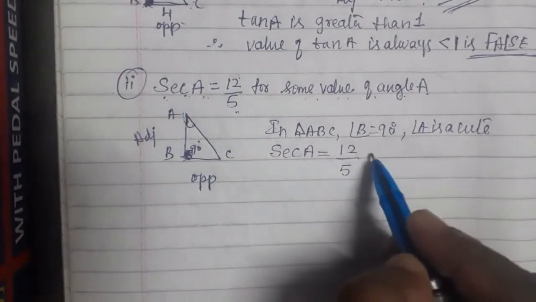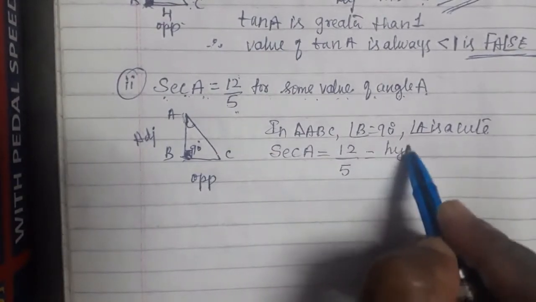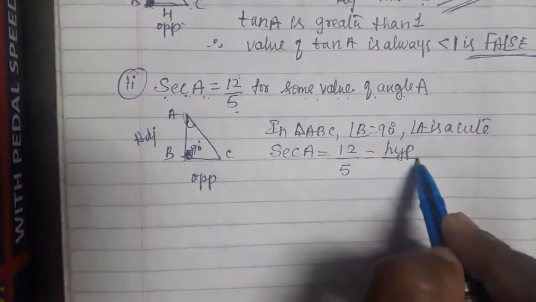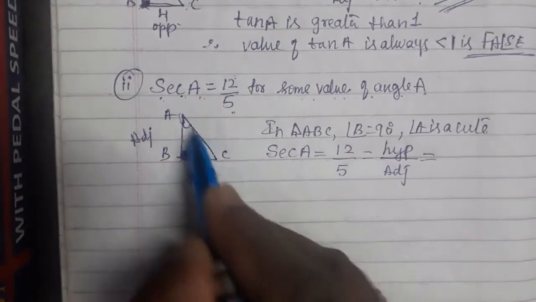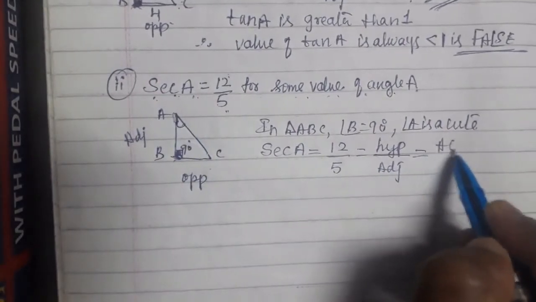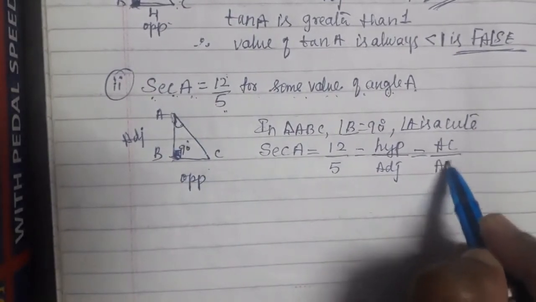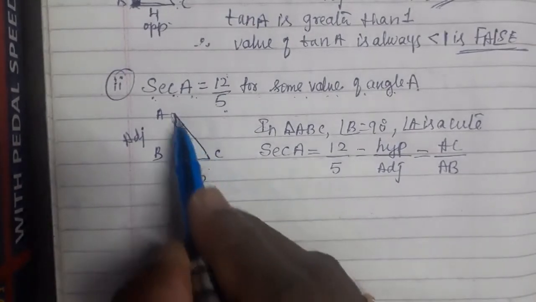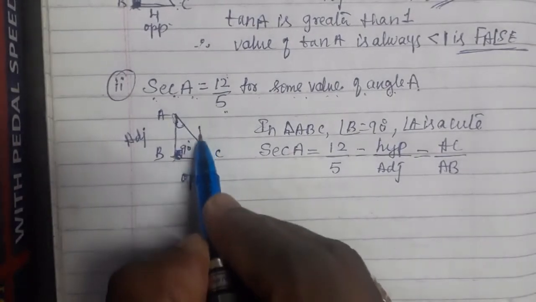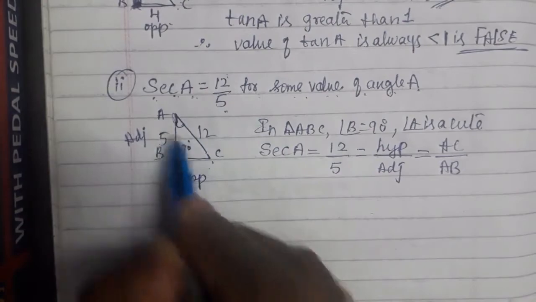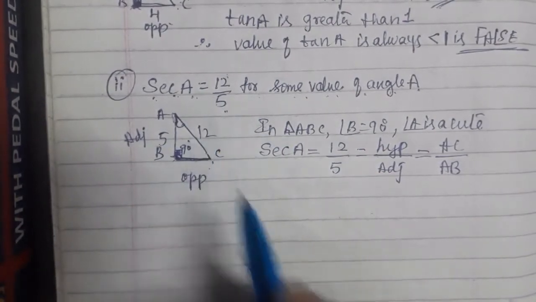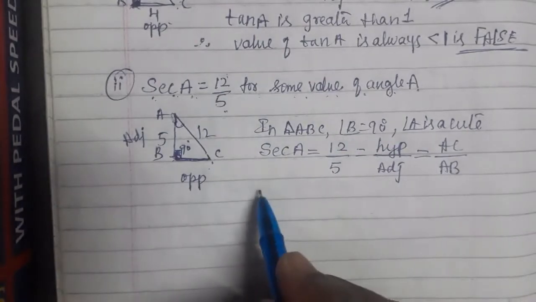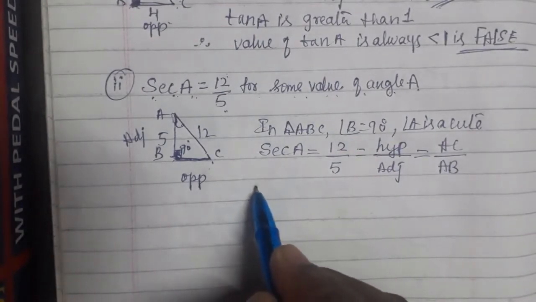What is the secant ratio? Secant is hypotenuse by adjacent. What is hypotenuse? AC. What is adjacent? AB. So therefore, AC is 12, adjacent is 5. Now we have to check BC. BC should be less than hypotenuse, then the statement will be true. So I have to apply Pythagoras theorem.